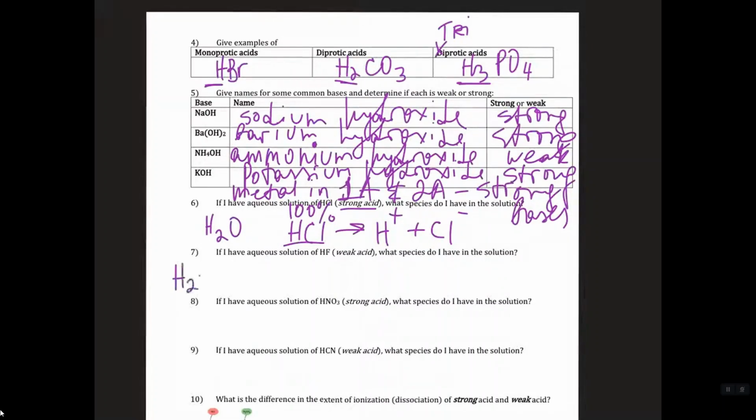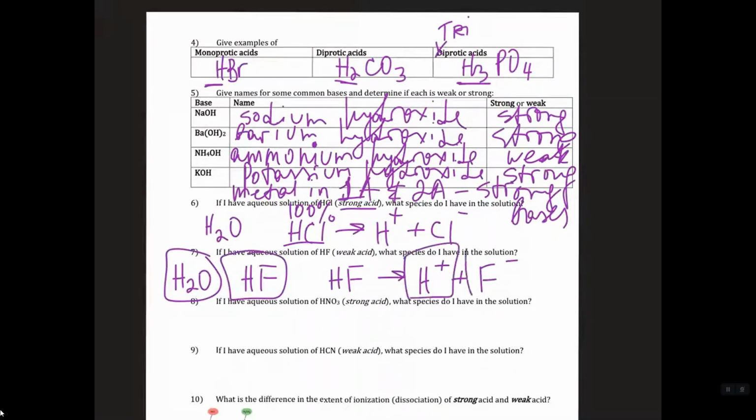If I have an aqueous solution of hydrofluoric acid, which is a weak acid, what do I have there? I'm going to have water. I'm going to have hydrofluoric acid, and I'm also going to have some hydrofluoric acid that will break down into protons and fluoride ions. Now I have these 4 species versus before I had this. So only some of my hydrogen fluoride dissociated.